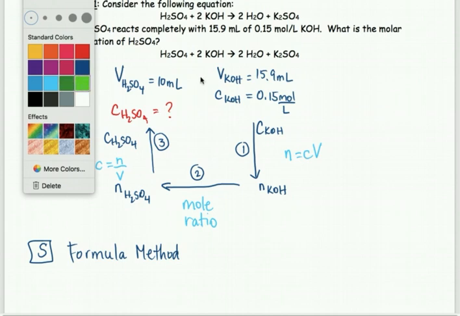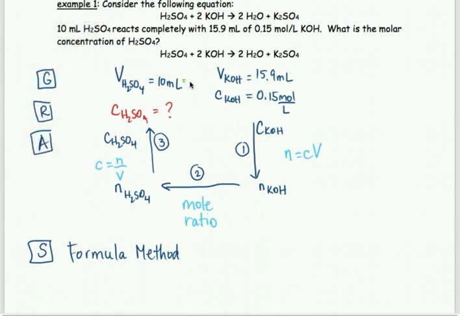So let's change it here. We need to change this to liters, so we're going to divide by 1,000. Oh, this one too. And then just carry all the digits there. So 0.0159. All right, so now we have everything in liters, we're good. The units for amount concentration are mole per liter, that's good.